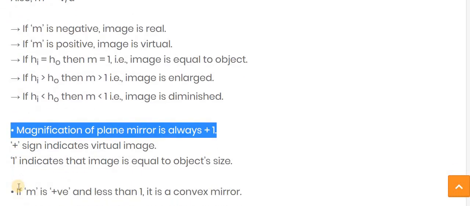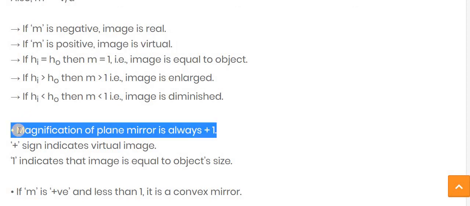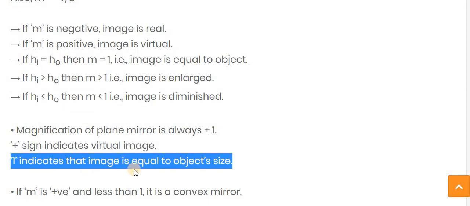Now, if we are talking about the magnification of a plane mirror, then we always get plus 1. Here we get m positive. That means we get the image virtual, as we see. And in the plane mirror, if you remember, we get the virtual image at the back side of the mirror. So the magnification of a plane mirror is always +1. Here the plus sign indicates the image nature, which is virtual, and the one indicates that the image is equal to the object size.